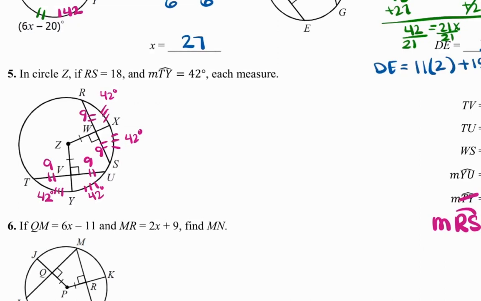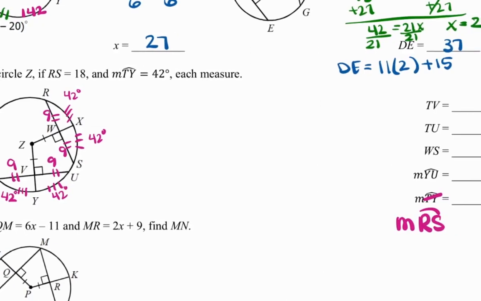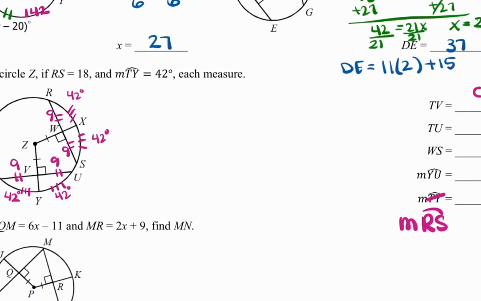I'm going to zoom out. So we are looking for TV. Well, we know TV is 9. TU is 18 because that is equal to RS. WS is 9. The measure of our arc YU is 42 degrees. And then make this change. The measure of our arc RS, well, that's 42 plus 42, so 84 degrees.